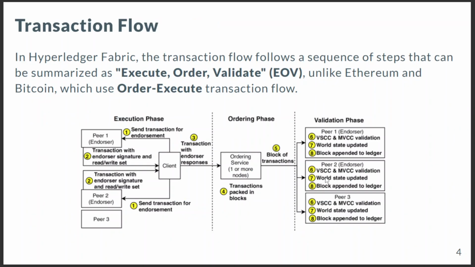So this is the transaction flow, how it happens. It follows the execute, order, validate, or EOV lifecycle, unlike Ethereum, which is order, execute. And this is a diagram, so you can see that the transactions are sent for endorsement to the endorsing peers. They endorse the transaction by executing it, and then the transaction responses are sent to the orderers. The orderers pack the transactions in blocks, and then send them to the validation phase, where the peers validate the blocks and then commit them to the blockchain.